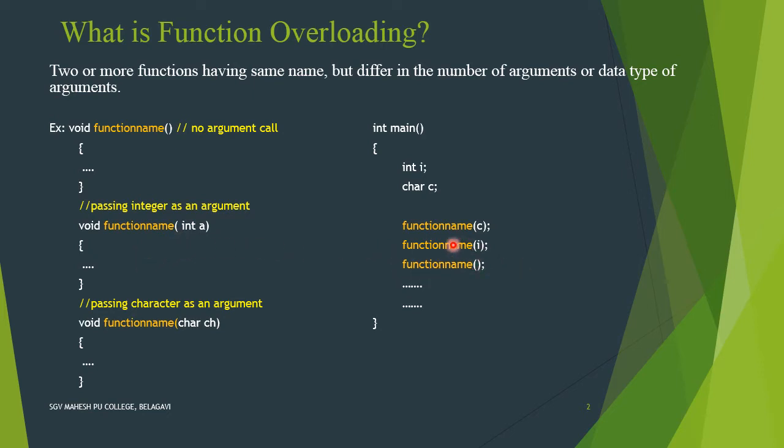Third function call, I'm not passing any argument here. So this function call matches with the first one. That means I'm not passing any argument here. So it matches here, goes inside, and comes back again. So this process is called function overloading. In this example, you can see that there are functions with the same name, but you're passing different number of arguments. Such functions are called function overloading.